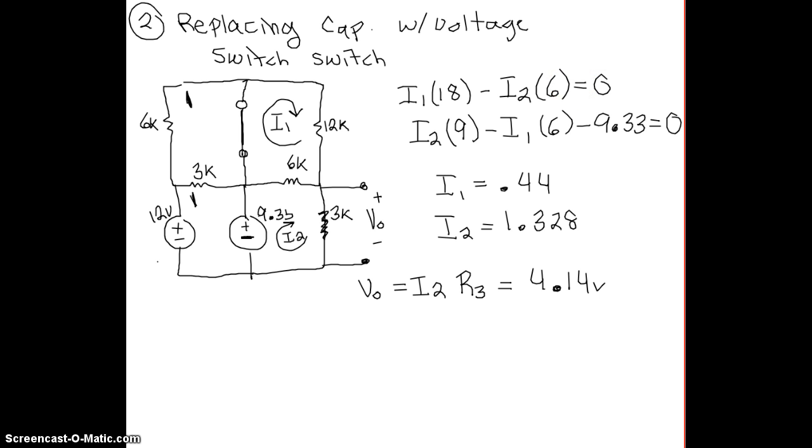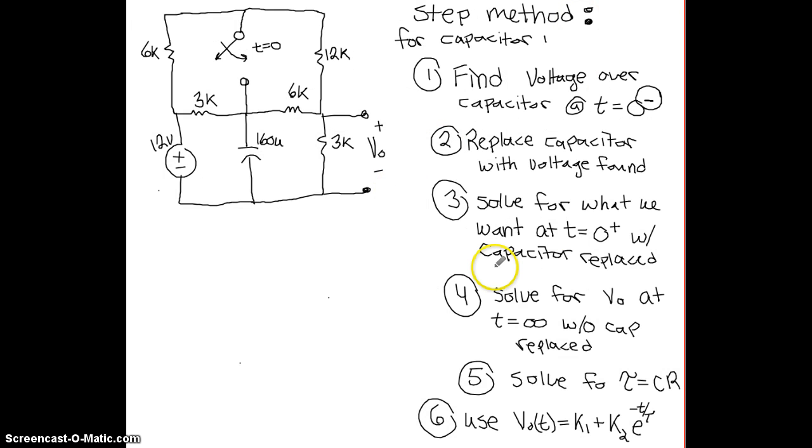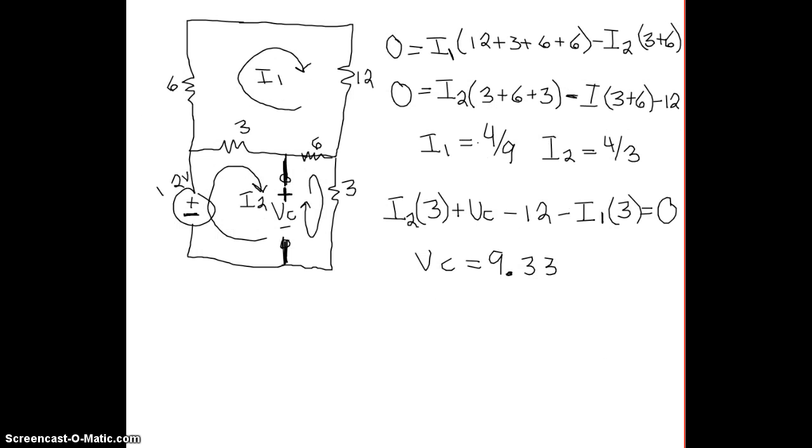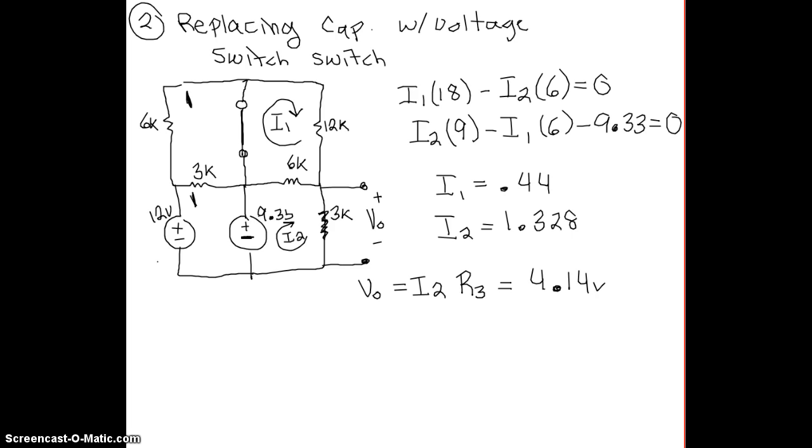So let's switch back and see what the next step is going to be. So after we've done step 3, we solved for what we wanted at time is equal to 0 plus, which is right after the switch is switched with the capacitor in the equation. Next we're going to move on to step 4, which is solve for VO at time is equal to infinity without the capacitor replaced. So just keep in mind that's without. So let me redraw that for you really quick.